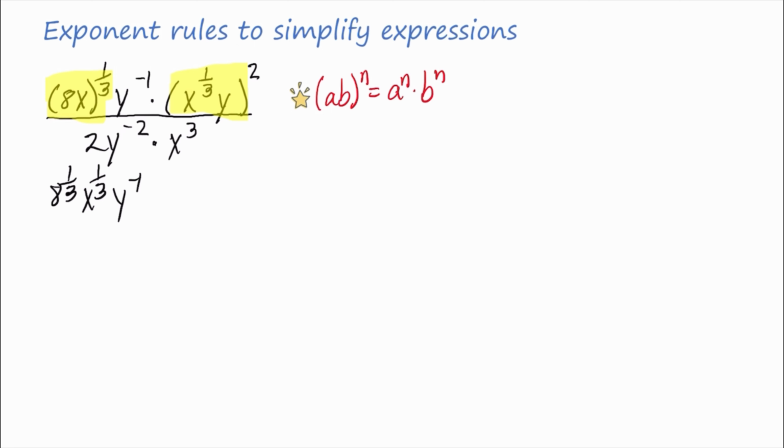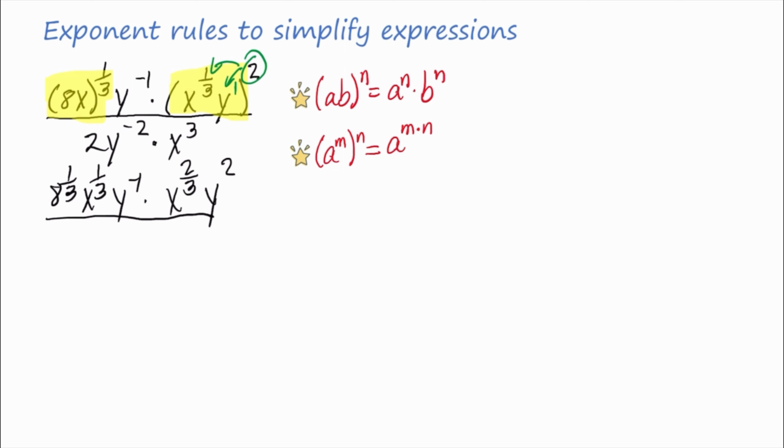To eliminate the second parenthesis, we'll be using the power of a product rule again, but this time we'll combine it with the power of a power rule because there already is an exponent inside. So we have to multiply the outer exponent by each of the exponents inside the parentheses. Keep in mind, if the exponent doesn't show explicitly there, that means it's 1. So we get x to the 1/3 times 2, which is 2/3. And then also we get y squared. I'm just going to write everything else down for now.